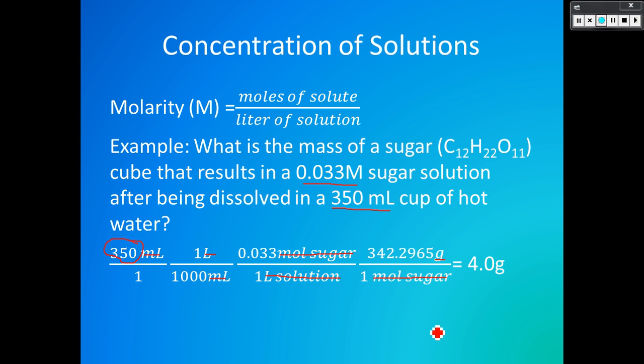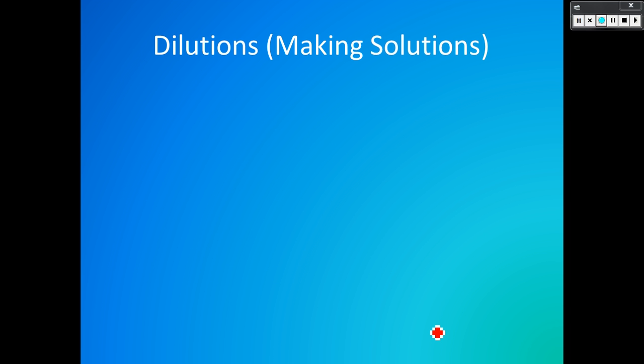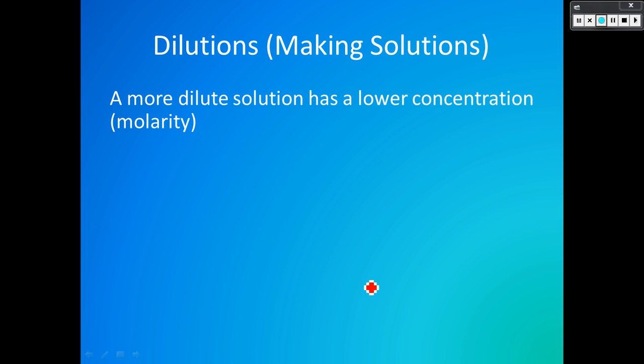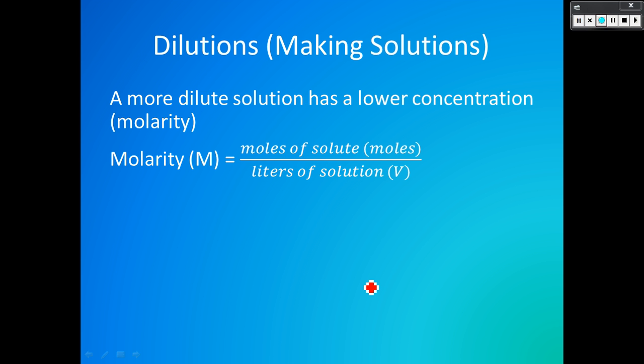So now let's get a new concept. We're going to look at making dilutions, so diluting substances. And we're actually going to do a lab on this, and you're actually going to have to do this. So a more dilute solution has a lower concentration, a lower molarity. And so the opposite of a dilute solution is a concentrated solution. And so again, molarity, M, is moles of solute over liters of solution. And we're going to call that V for volume.